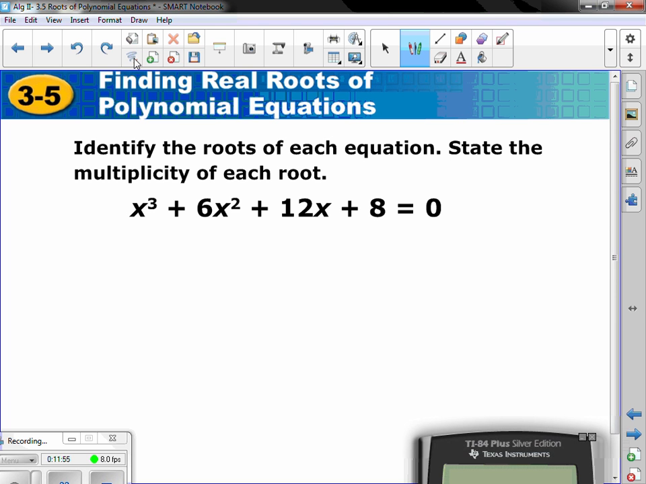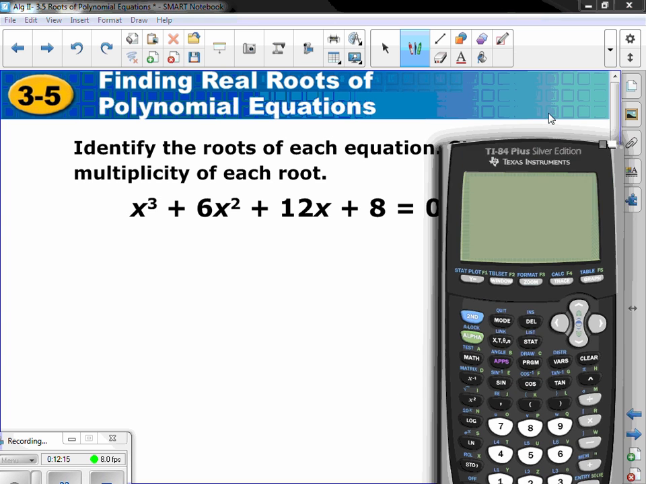What I'm going to show you today, the book's going to show it a different way. I'm going to show you how to use technology if you get stuck. You might not know how to factor something. Right now, we're pretty good with quadratics. First thing you have to do, put it into y equals.